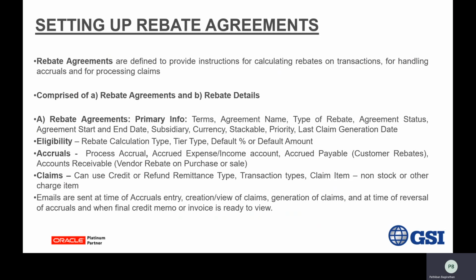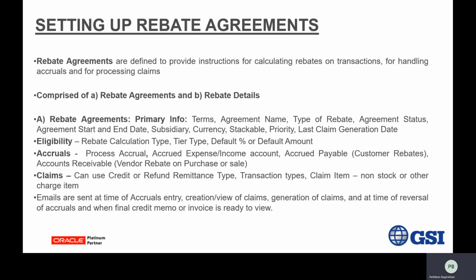So basically, when you configure your rebate types, you can put a default account, but on the rebate agreement itself, you can override the expense or income account, accrued payable account for customer rebates, or the accounts receivable vendor rebate on purchase or sale. So there are different ways of updating these accounts. And on the claim sections, you can say, is it a credit for the claim or is it a refund?